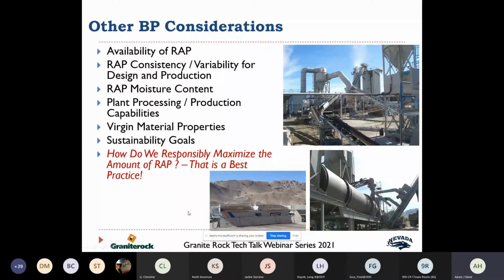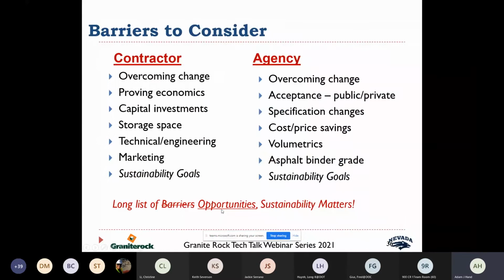And so, I've got the question posed here: how do we responsibly maximize the use of RAP? And that in itself is a best practice. Some barriers, it's funny, I've been doing talks on using recycled RAP in hot mix asphalt for 20 plus years, actually about 25 years now, and there are always barriers that have to be overcome.